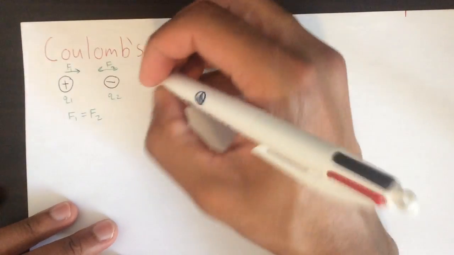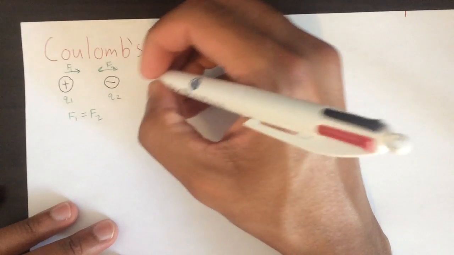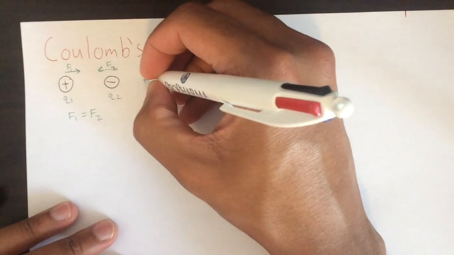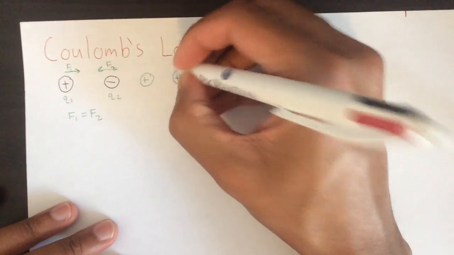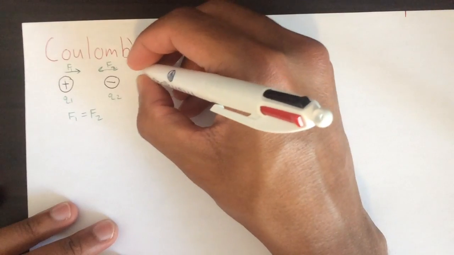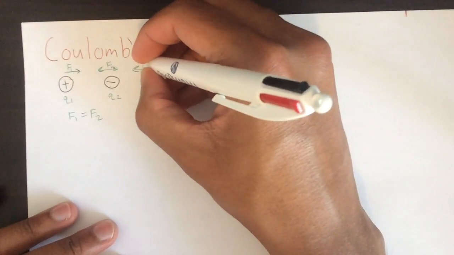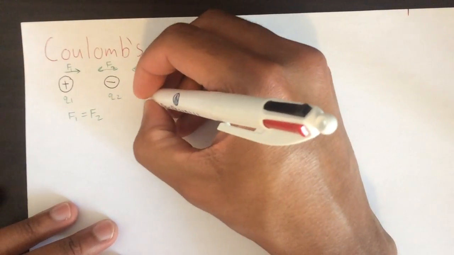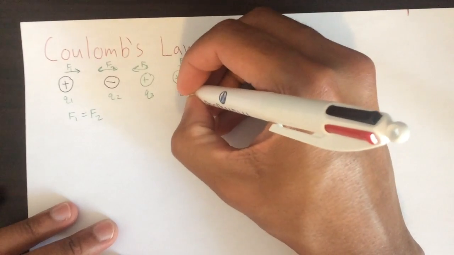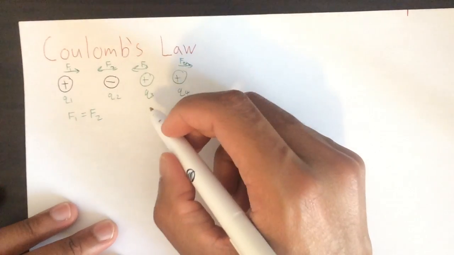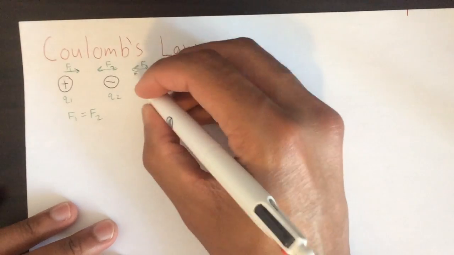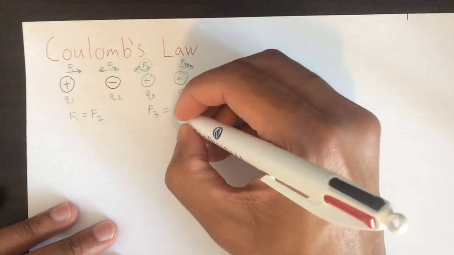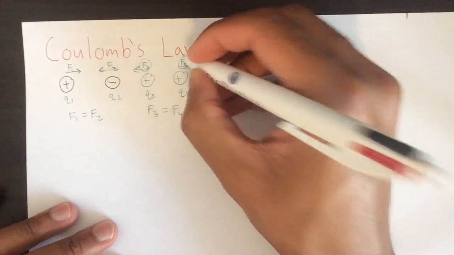We also know similar things would happen if it's a positive charge here and a positive charge here. We're going to feel a repulsive force between these two charges. This is Q3, this is Q4, and we know that F3 is going to be equal to F4 in magnitude.